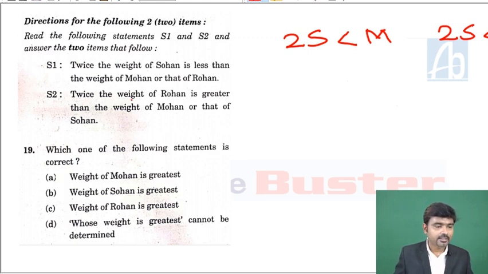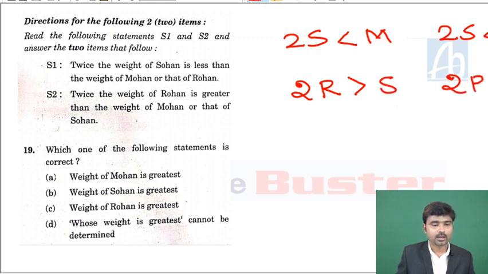Next, twice the weight of Rogan is greater than the weight of Mohan or that of Shogun. So 2 times of R is greater than S. 2 times of R is greater than M. Okay, here we can understand one thing. S is the least. The reason is if you compare S, M and R, S is the least.